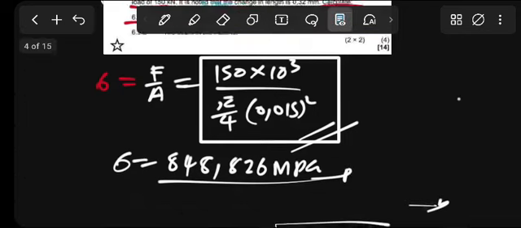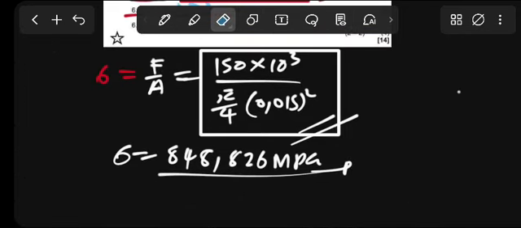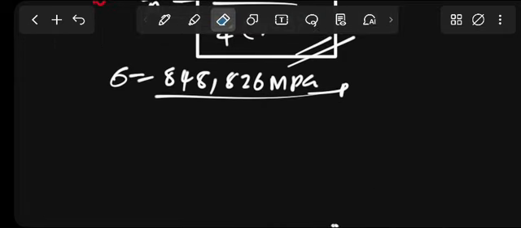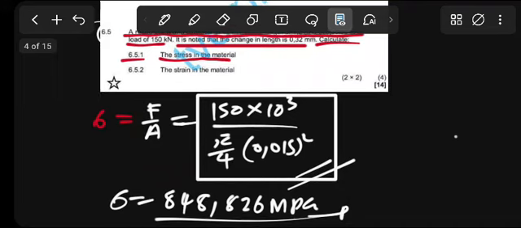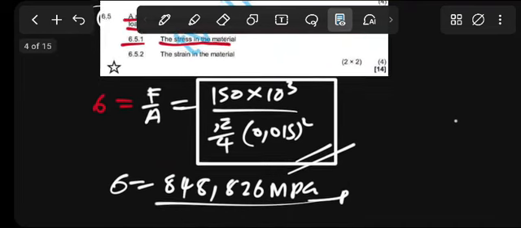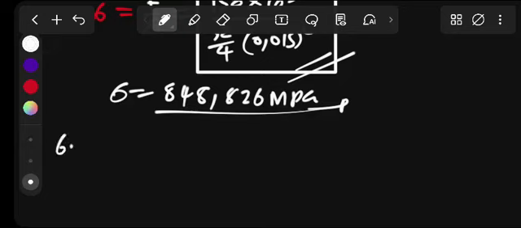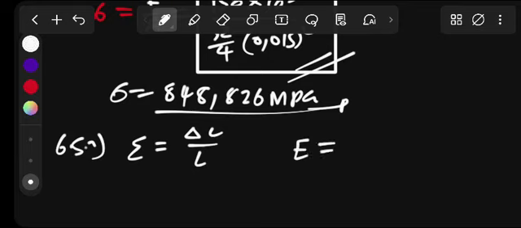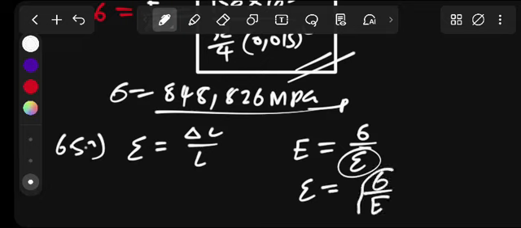Right then, 6.5.2: calculate the strain in the material, guys. The strain is equal to change in length over original length. You can also get the strain if you are given Young modulus. You know that Young modulus is equal to stress over strain. If you make strain the subject, it will be stress over Young modulus. You can get it like this.